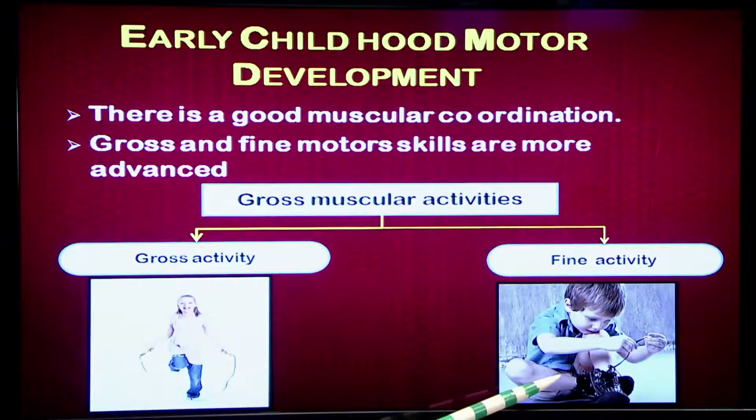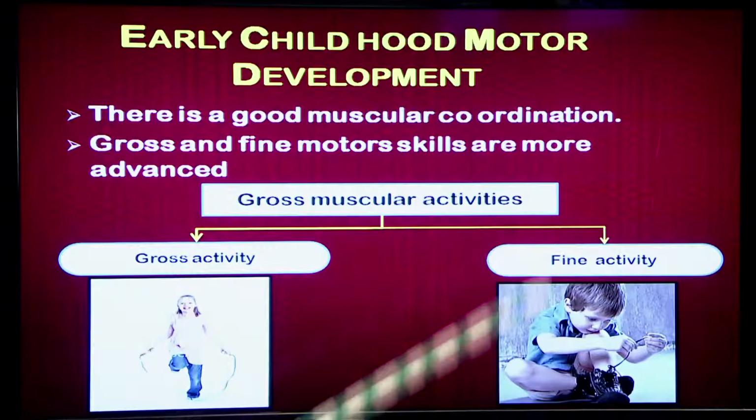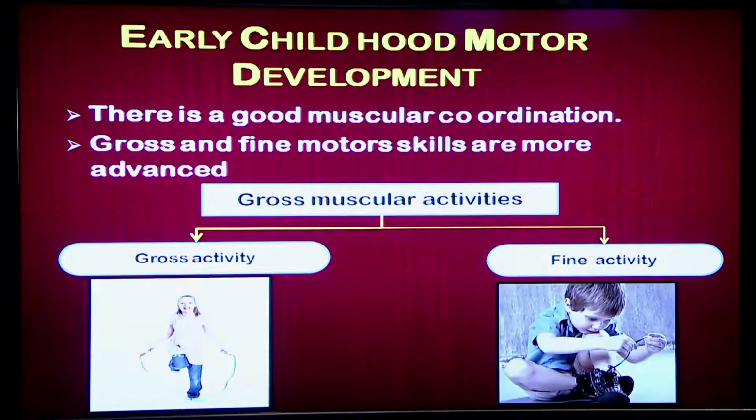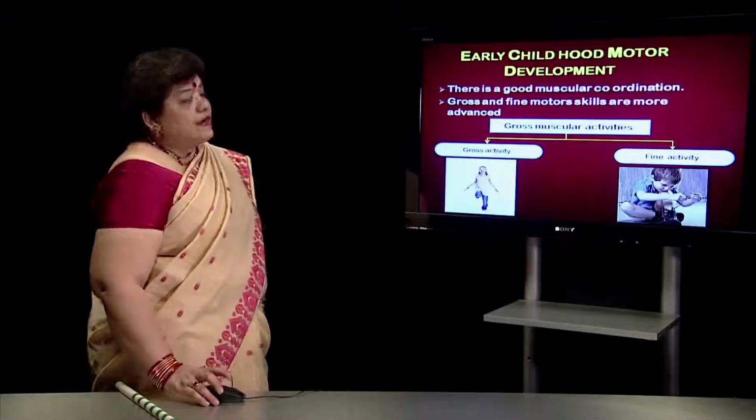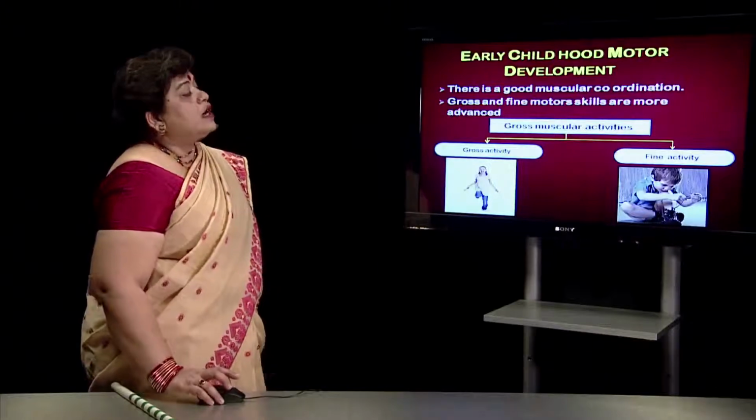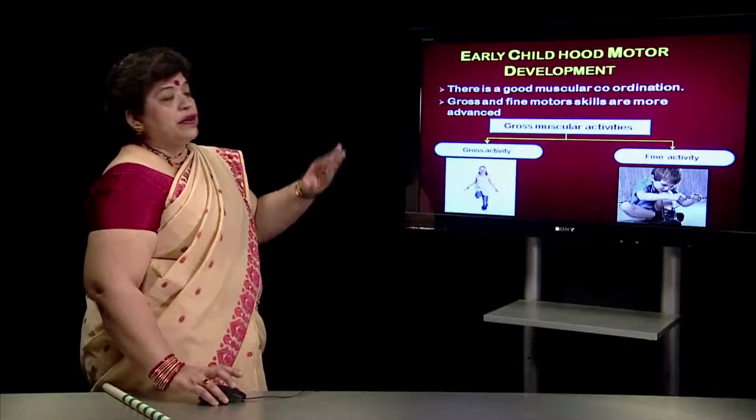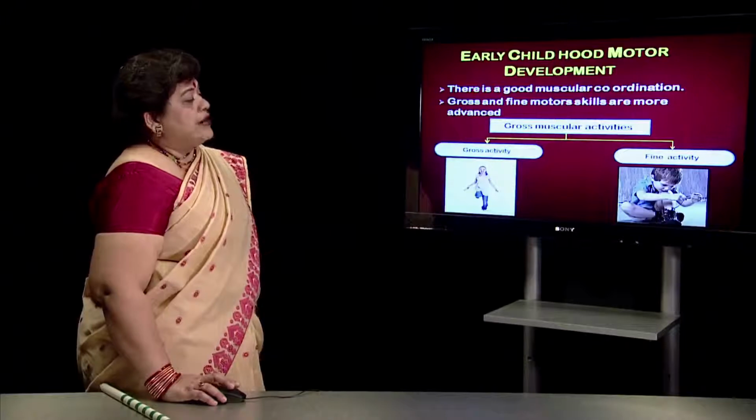Here you find this is a fine motor activity where a child has to tie the shoelaces. It is a very highly skilled job for this child because the fine muscles of the fingers have to function, and at the same time he has to analyze and assess how and what to do so that the lace is tied properly. So, when we say motor development in early childhood, it involves a lot of coordination between the muscles for gross and fine activities.